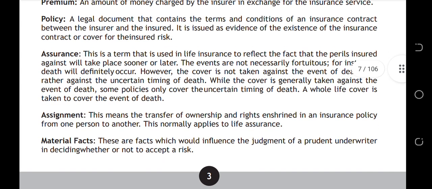Let's talk about assurance. Assurance is a term that is used in life insurance to reflect the fact that the peril insured against will take place sooner or later. Yeah, we'll talk more about that. But for assurance, you should just know it is life insurance.